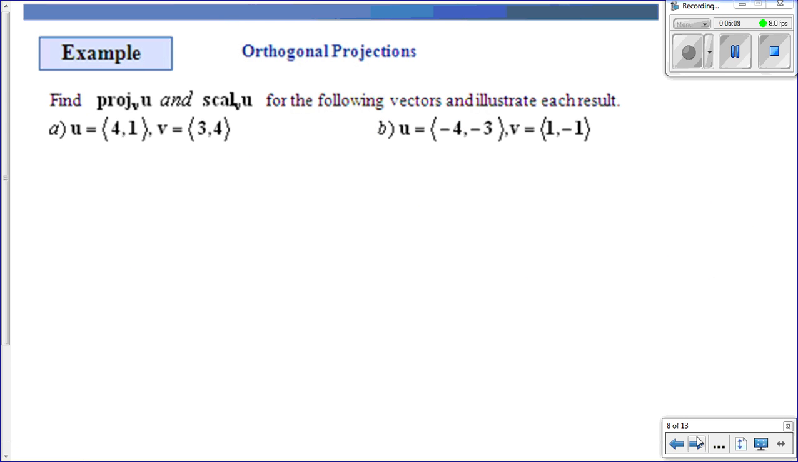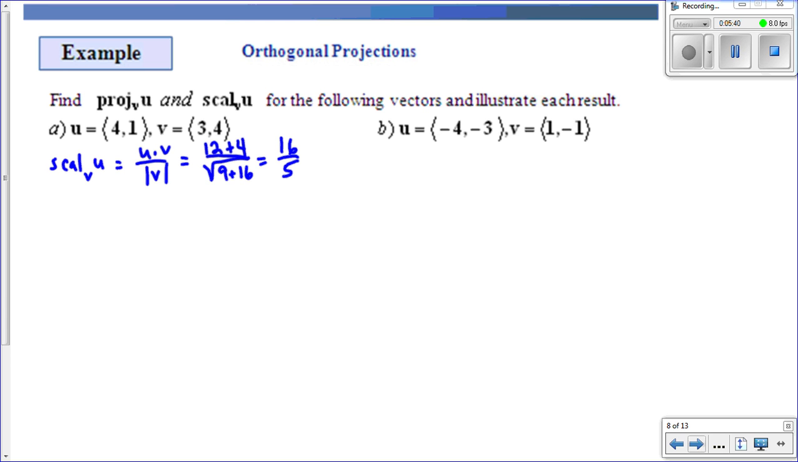So now let's find the projection and the scale of u onto v. Let's find the scale of u onto v first. That's just u dot v over the magnitude of v. U dot v will be 4 times 3 is 12 plus 4, and the magnitude of v will be the square root of 9 plus 16. So 16 over 5.